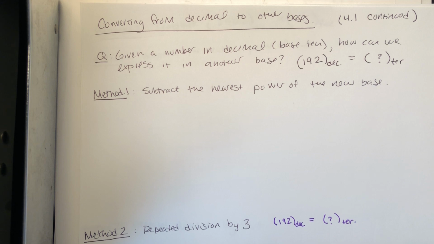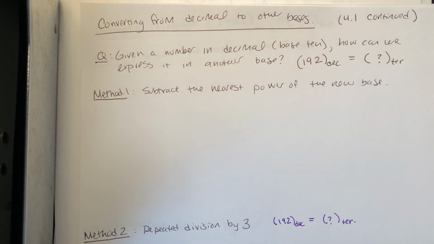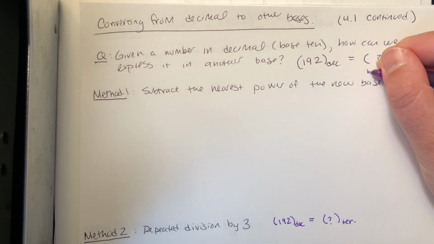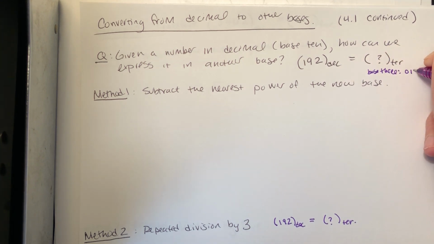But luckily we have a couple of different methods we can use to express a decimal number. Remember, decimal is our normal number system. This is just the number 192 that we're used to in another base. So let's start by trying to convert the decimal number 192 into ternary. Remember, ternary means base 3. So this is only going to be using the digits 0, 1, and 2.